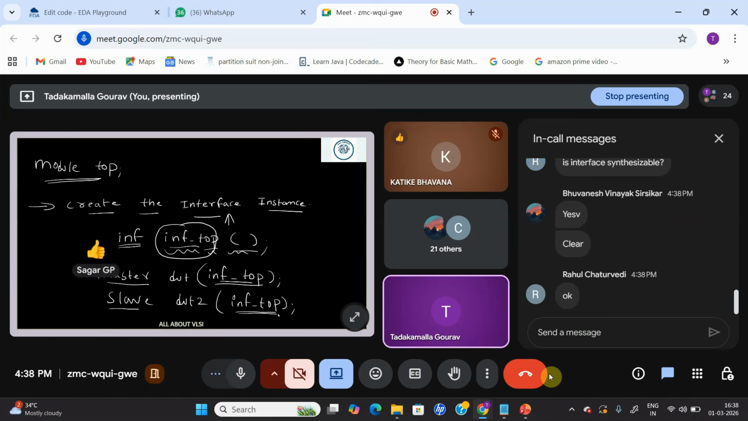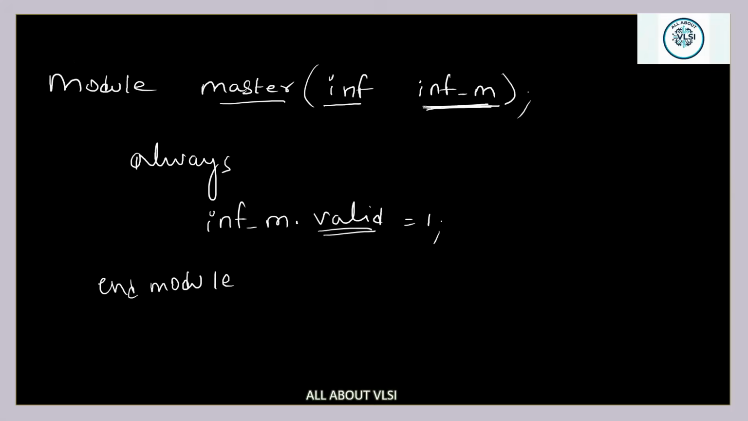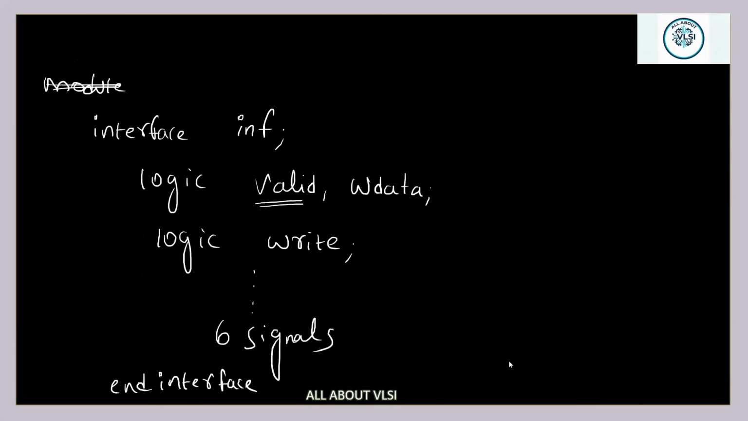Okay. Now, I think someone might get some doubts by now, but I'm not getting any doubt. If you are listening to this for the very first time, you need to get one doubt now. In our code, wherever we have declared the interface, have we given directions to our signals? We are declaring the interface, but have we given any directions to our signals?